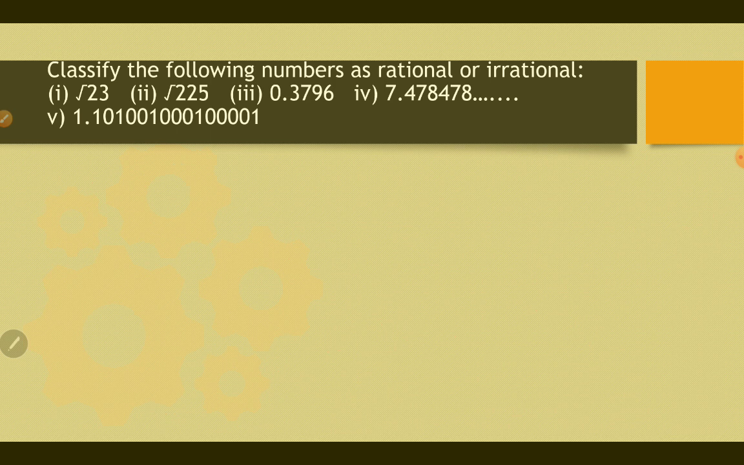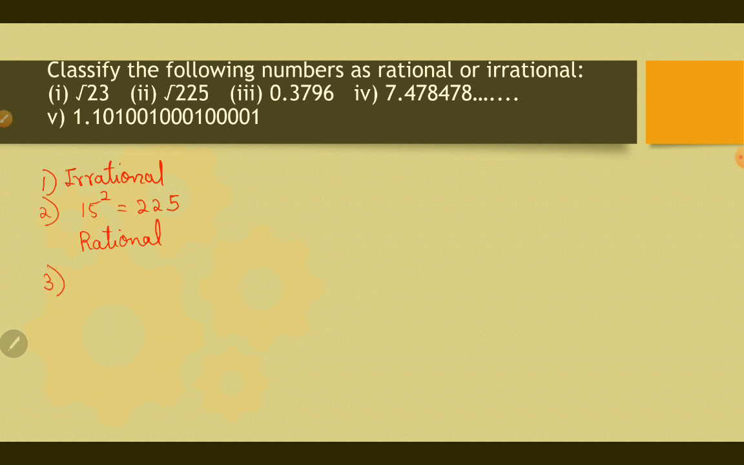Classify the following numbers as rational or irrational. First one, root 23 is irrational because it's not a perfect square and it cannot be simplified further. Root of 225 is nothing but 15 squared. 15 squared is equal to 225. So root of 225 is 15. So hence it's rational.